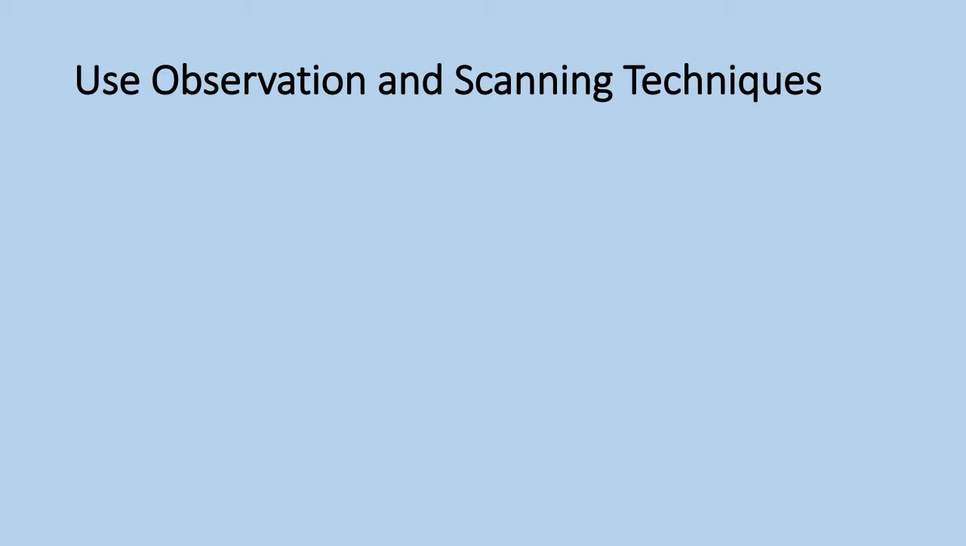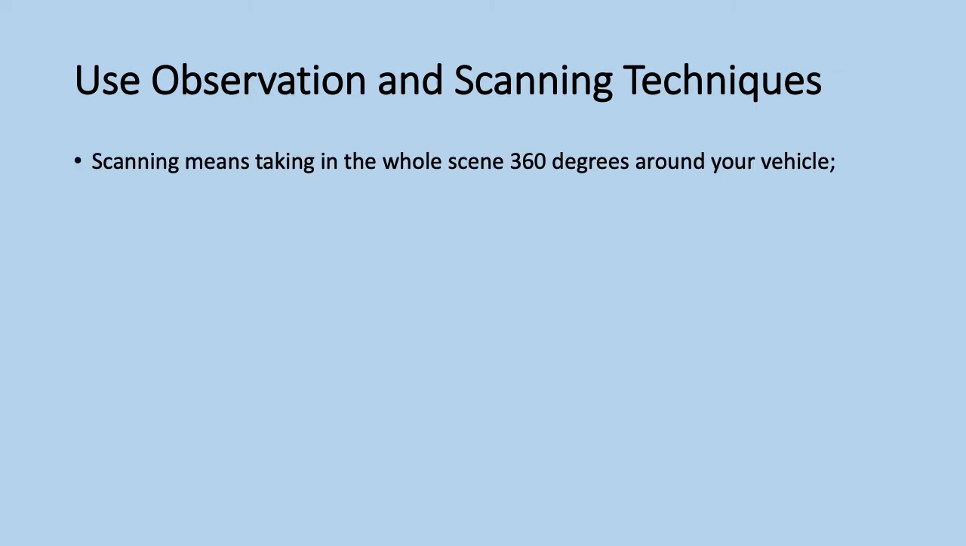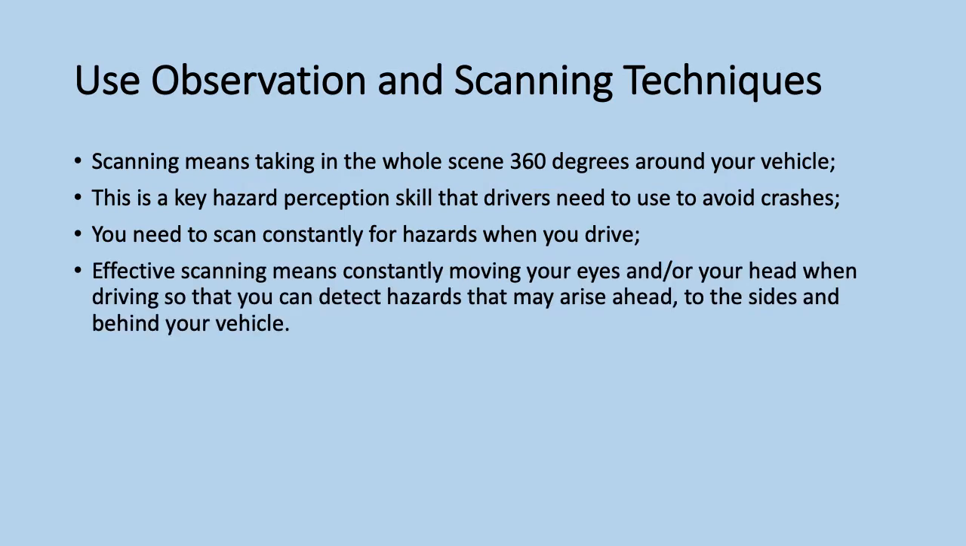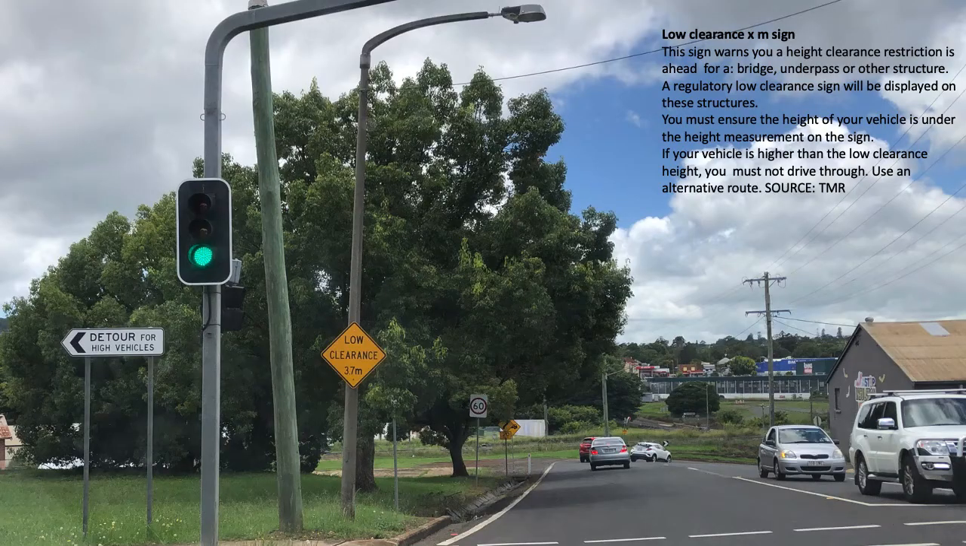One of the keys to safe driving in Toowoomba is to use observation and scanning techniques. Scanning means taking in the whole scene 360 degrees around your vehicle. This is a key hazard perception skill that drivers need to use to avoid crashes. You need to scan constantly for hazards when you drive. Effective scanning means constantly moving your eyes and or your head when driving so that you can detect hazards that may arise ahead, to the sides, and behind your vehicle. So taking those dot points into account, let's take a look at some of these situations in Toowoomba.